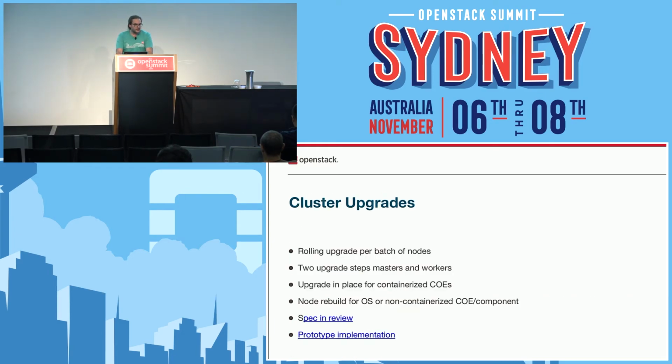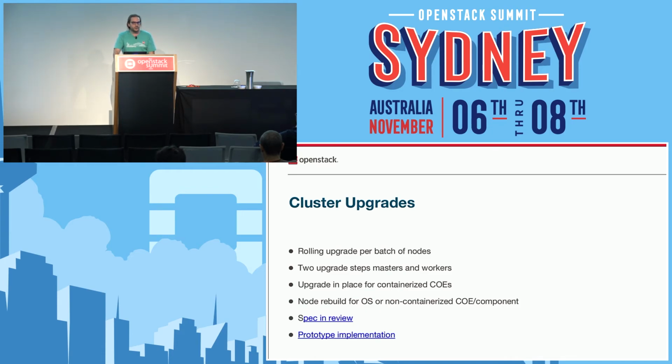And I will say now a few words for the most prominent features that we want to add, which is cluster upgrades. So the upgrades will happen in a rolling manner and in 2 steps. One step will be to upgrade the control plane, whatever that is, Kubernetes, Docker, Mesos, whatever. And then we will upgrade in batches the worker nodes.